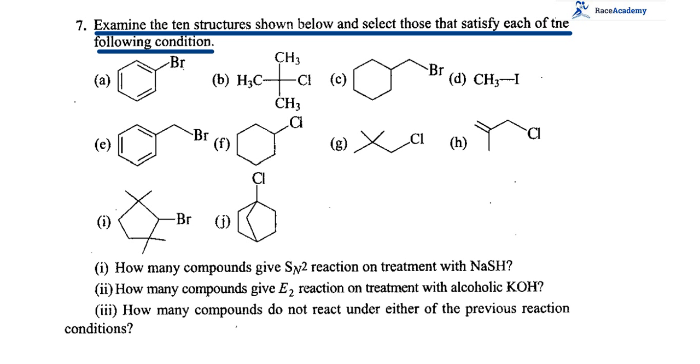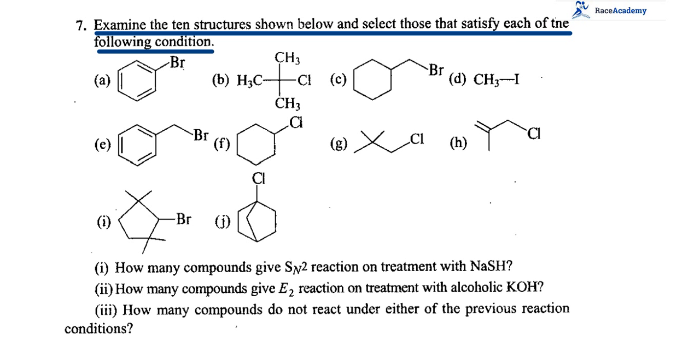a primary halogen only it is, and H, there is a double bond, Cl is there; I, Pr is there with the ring structure; J, we have an internal bond also there, bicyclic, Cl is there. How many compounds give SN2 reaction on treatment with NaSH?